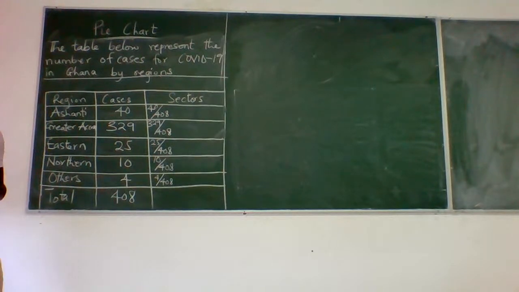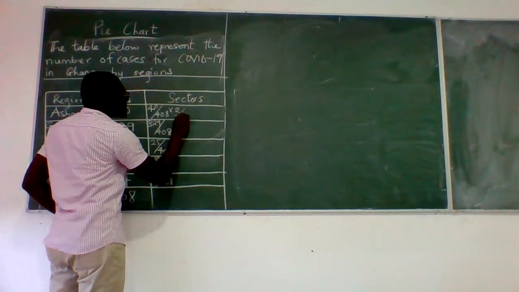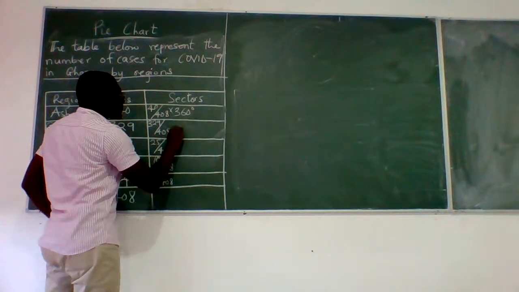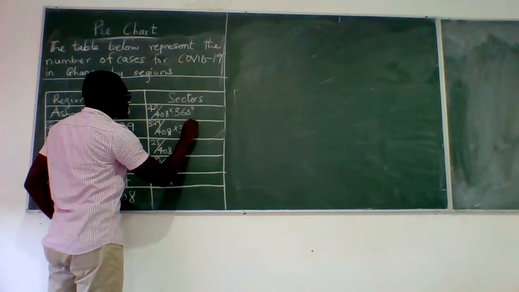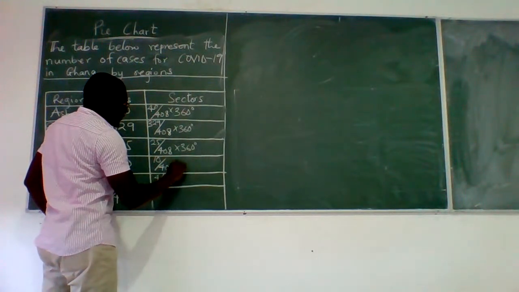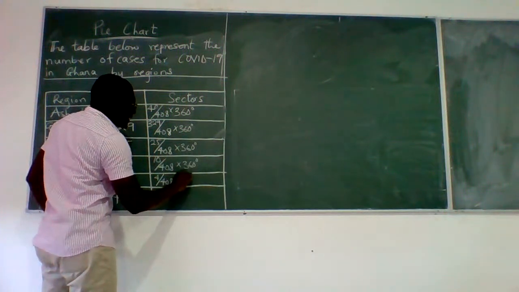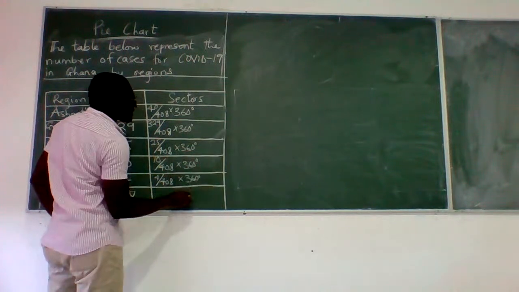Now, the next thing we are going to do is to multiply these numbers by the total number of angles in a sector, the total angles. So this is 360 degrees. This should also give us 360 degrees. This gives us 360 degrees. Multiply here also by 360 degrees. And finally here by 360 degrees.